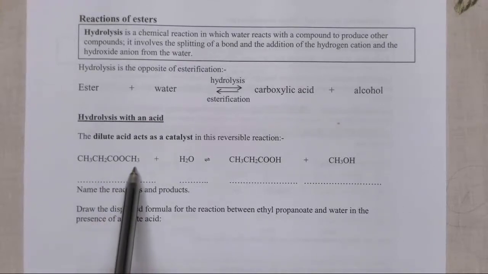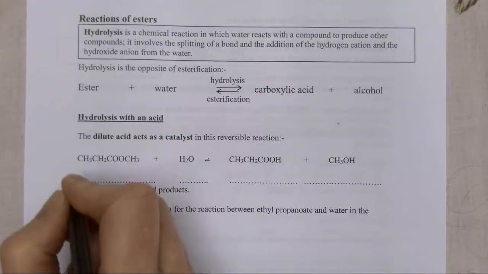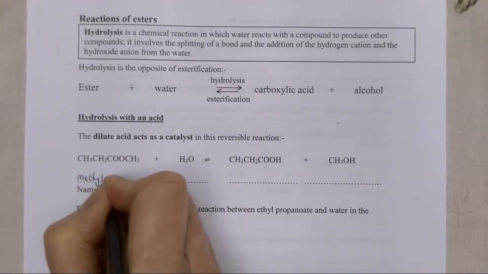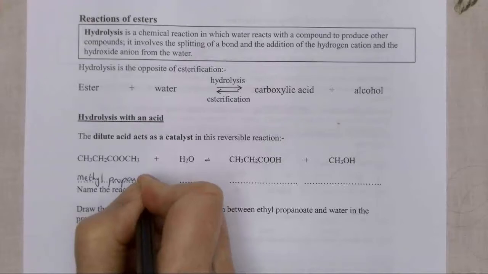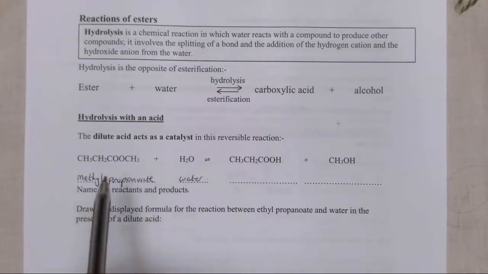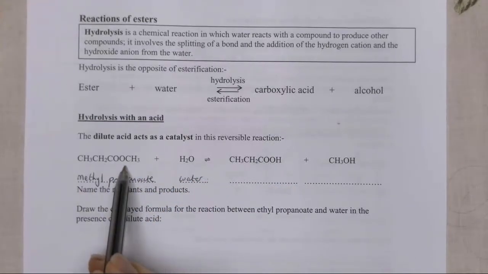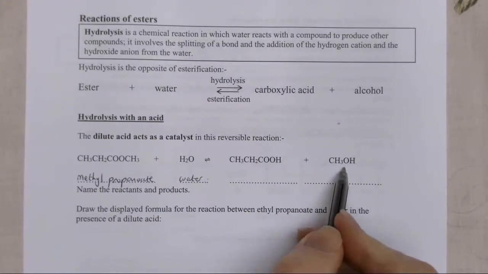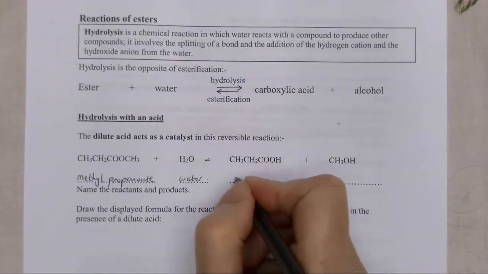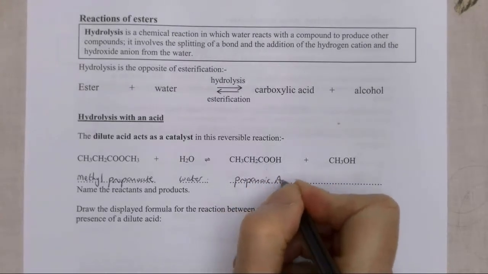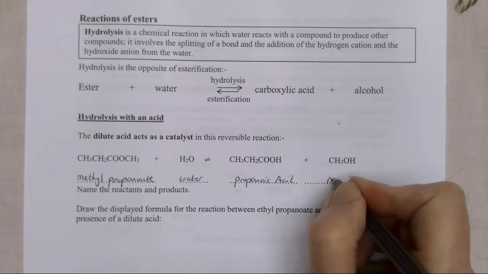So here is my ester. And this is methyl, there's my methyl group, propanoate. So it's methyl propanoate. And we've got my water. And that's going to split the ester back up into the component carboxylic acid and alcohol parts. So I've made my propanoic acid, and I've made my methanol.